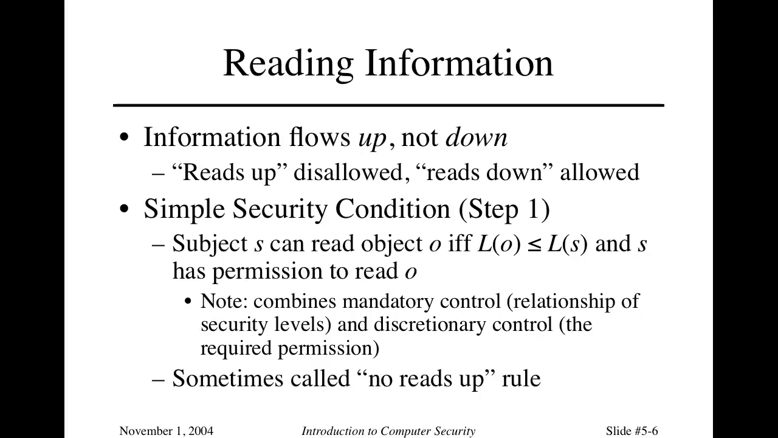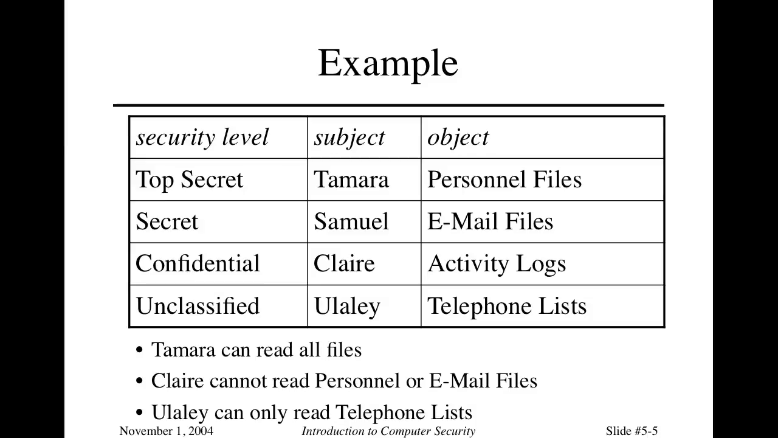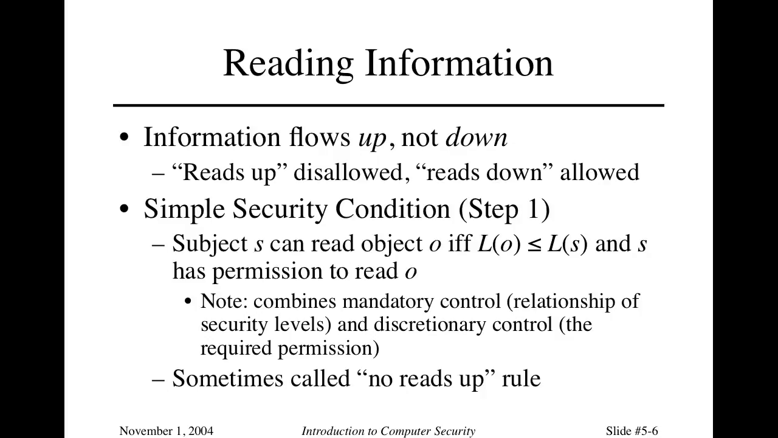So read down. In the previous slide, read down. If we consider the information flow, it flows from the bottom to the top. That's the information flow. Basically, the access control rules determine how the information flows. So here we summarize as: read up disallowed, read down allowed. That's the simple security condition first.